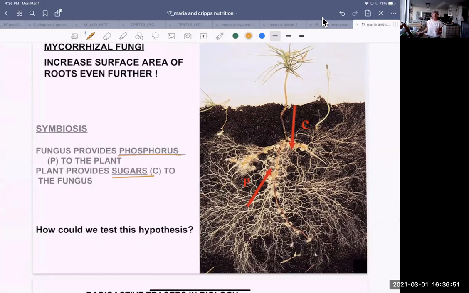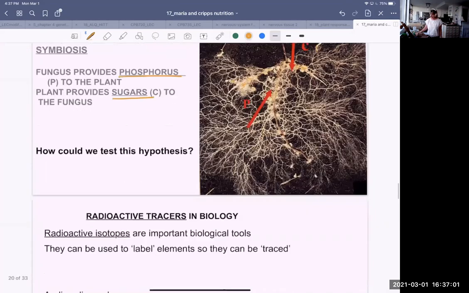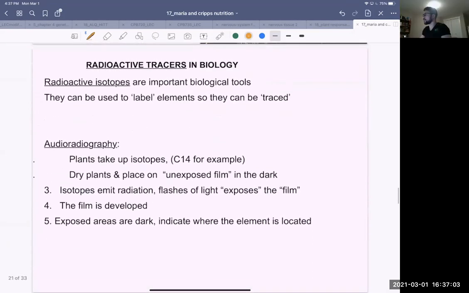How can you test that hypothesis? How can you test that this is actually a symbiotic relationship? Well, because neither is dying. Sorry, Edward? Because neither is dying. Yeah. If one of the two was dying, then it would be a parasitic relationship. But since they're both, yeah, that's a good point.